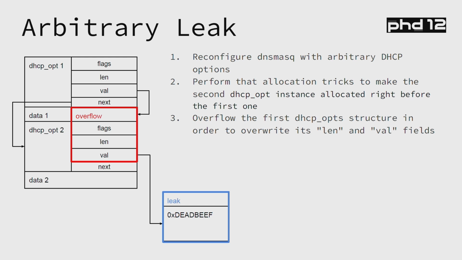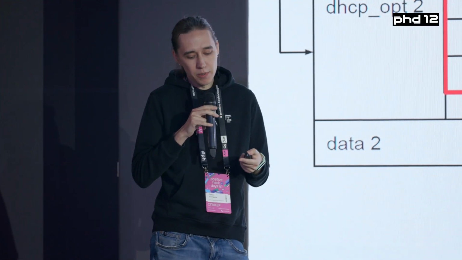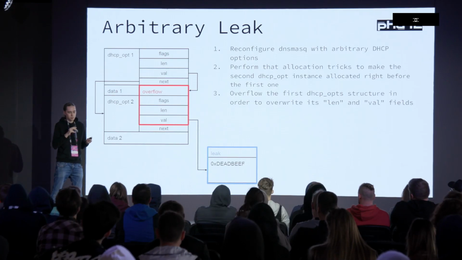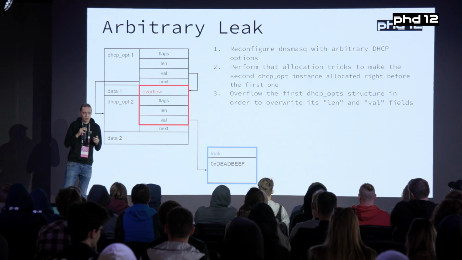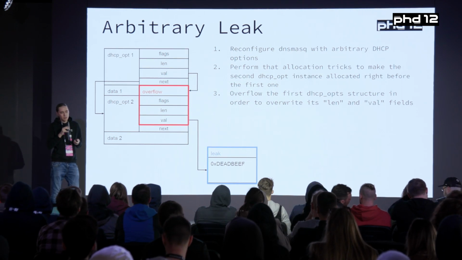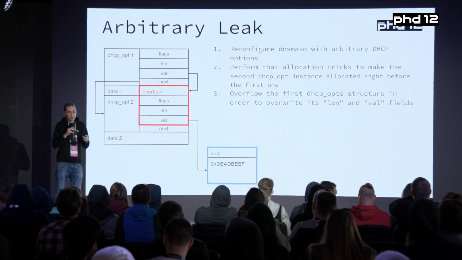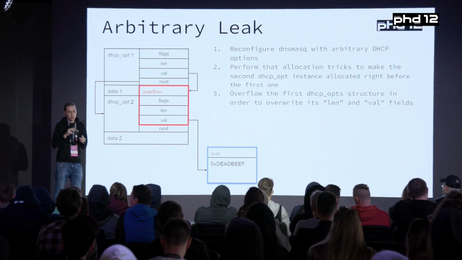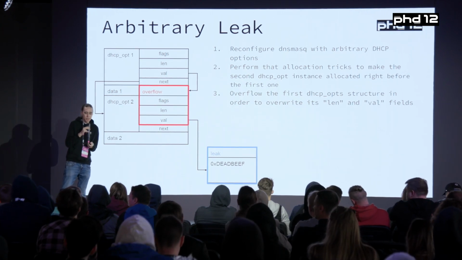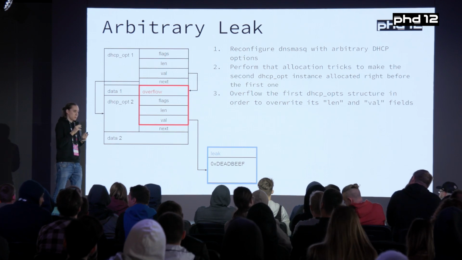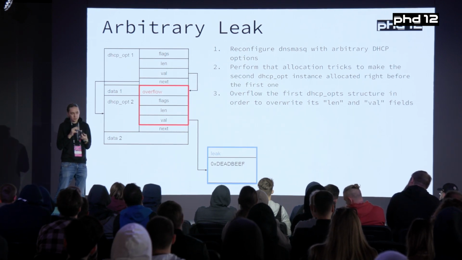So we want data 1 to be allocated after DHCP op2 has been allocated. Then as we overflow the buffer of data 1, we will be able to overwrite len and val sections, or values. After that, we request from dnsmasq the configs with the HTTP client. And then we're going to get the memory that we're going to refer to as the response.